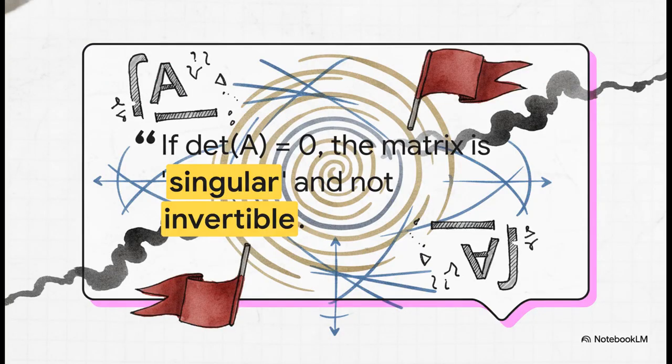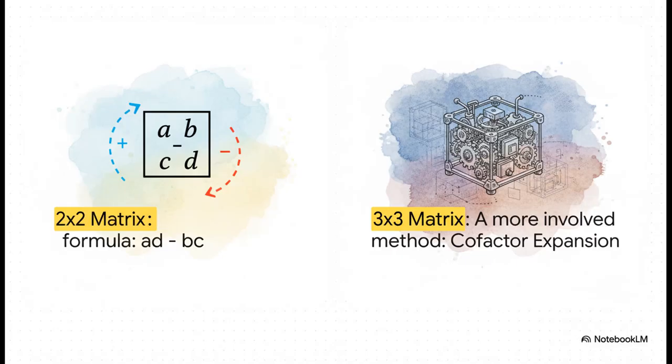And this is the most important rule of all. If you calculate the determinant and it turns out to be 0, that is a massive red flag. It means your matrix is what we call singular. It's just a fancy way of saying it doesn't have an inverse. And your system of equations doesn't have one single clean solution. So, how do we find this magic number? Well, for a 2 by 2 matrix, it's super easy. You just multiply the diagonals and subtract.